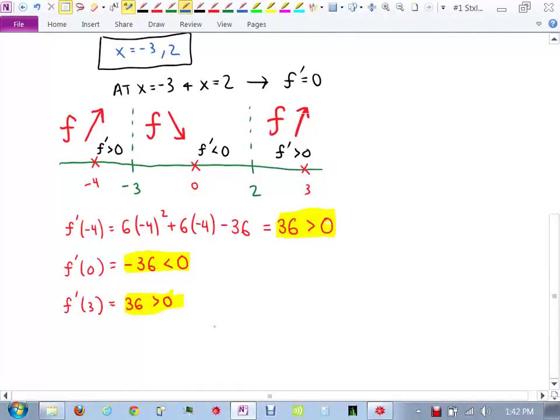I'll put it in blue. For part A, f is going up on what intervals? Where's my function going up? To the left of -3, correct? So how do you say to the left of -3? Less than -3 or -infinity to -3? Interval notation. Is that the only place it's going up? No, it's also going up past 2.